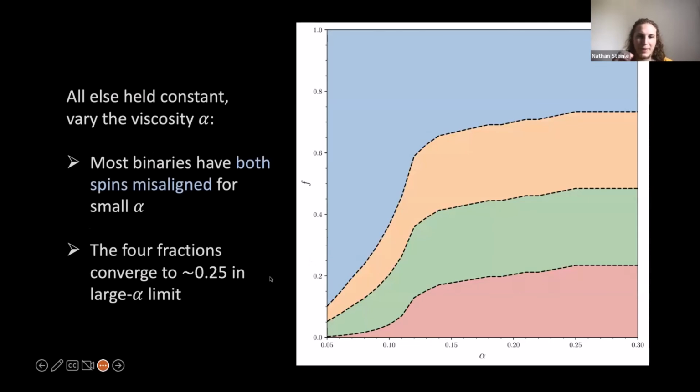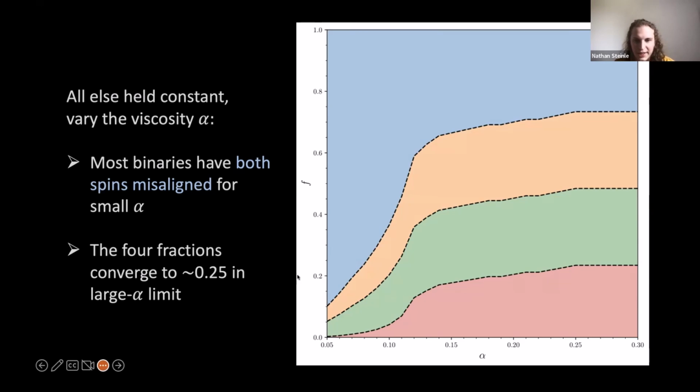And so if you hold the masses and spins constant and vary the viscosity alpha, and you count those fractions, the ones that have both spins encounter the disk breaking, which is the blue region, is where both spins encounter the critical angle and thus remain significantly misaligned. And then the three other regions are the fractions of binaries that only have one spin that gets aligned. The primary, I think, is the orange. The green is only the secondary gets aligned. Then the red is where both spins get aligned, and so they sit up in that top right corner of the spin plane.